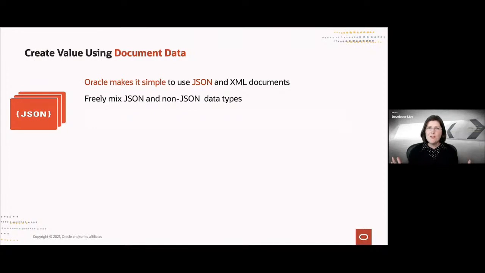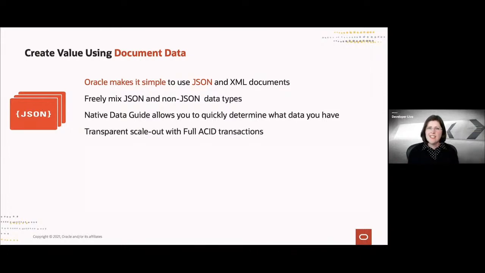Now, one of the downsides of storing everything in documents is the more documents you store, the harder it is to determine exactly what data you have. Because remember, we're able to evolve the schema inside those documents rapidly. And Oracle makes it super easy to unravel all of that complexity because we offer a native built-in JSON data guide that allows you to understand exactly what data you have stored in all of those documents. And of course, because the documents are stored inside an Oracle database, you're going to get transparent scale out along with full ACID transactions on top of those JSON documents.